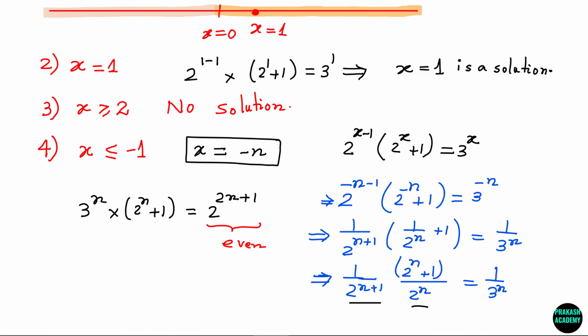Now this is an odd number, 2 raised to the power n plus 1. n can be 1, 2, 3, 4 because n is positive. So this is odd, and this is 3 raised to the power n, that is also odd. So this means even cannot be equal to odd times odd. If you multiply two odd numbers, it will never be an even number. This means in this case you also don't have any solution. So no solution in this case also.